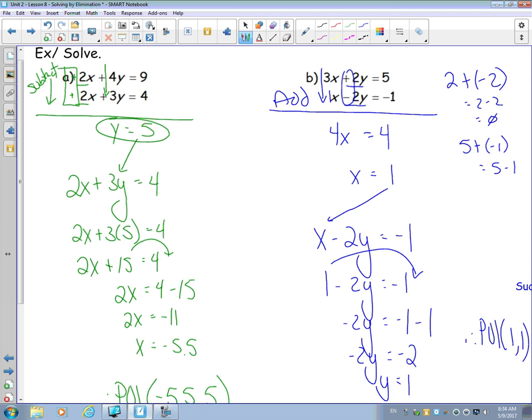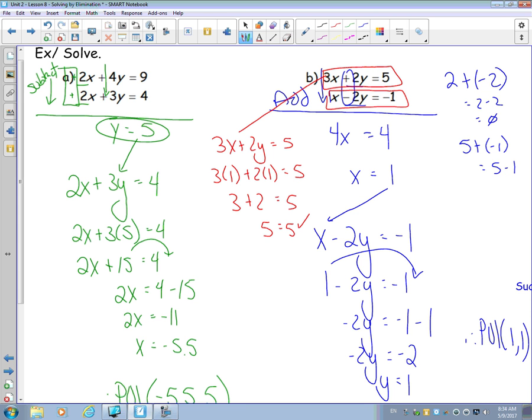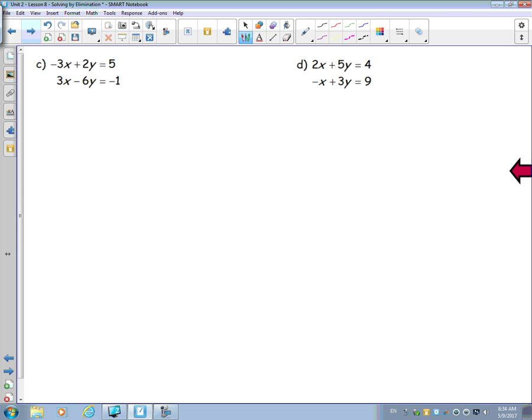And if you wanted to, you could check that. How could I check that? Well, we used this equation to solve for y. But if I look at the other equation, 3x plus 2y is 5, and I know x is 1, and I know y is 1, well, if they're the right answers, then this better come out to 5. And 3 plus 2, yeah, it's 5. I got the right answer. So I can check it by using the other equation, just like we did with substitution or comparison. Okay, let's try some other things. You guys can try C, pause the video, give it a try yourself.